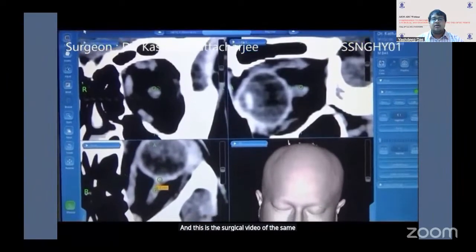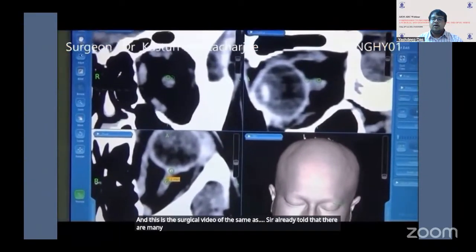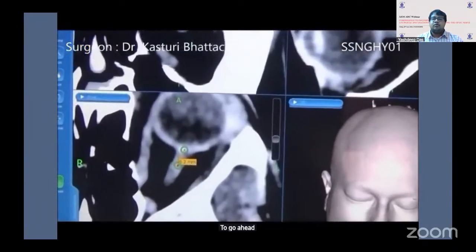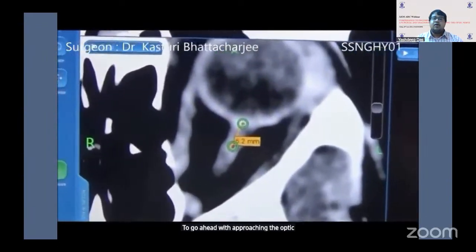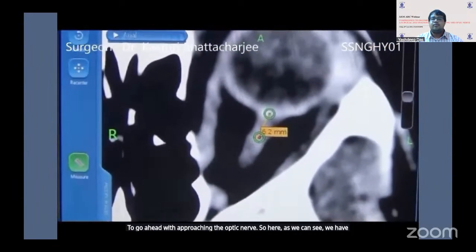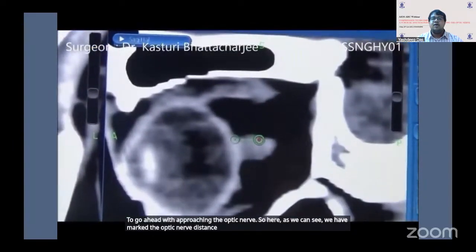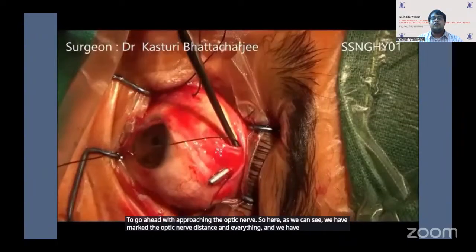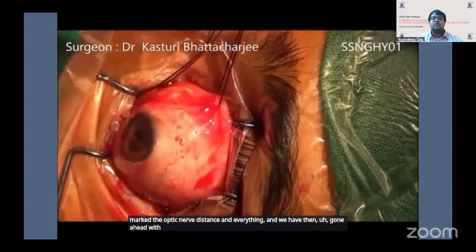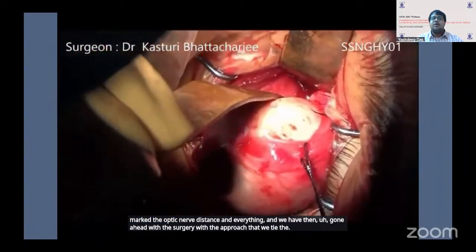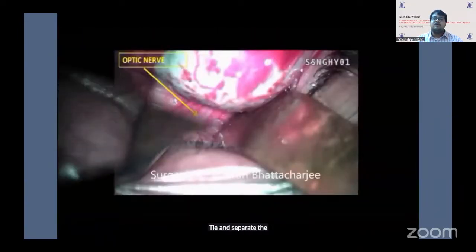As sir already told, there are many approaches to go ahead with approaching the optic nerve. Here, as we can see, we have marked the optic nerve distance and everything. We then went ahead with the approach where we tie and separate the SR and the MR, and then we reach the intraconal space.